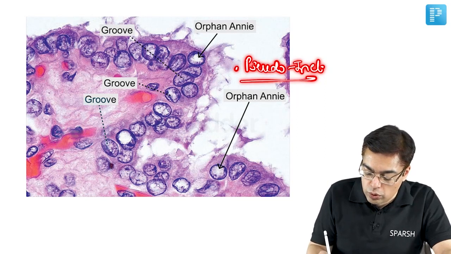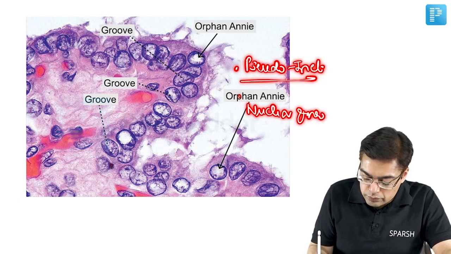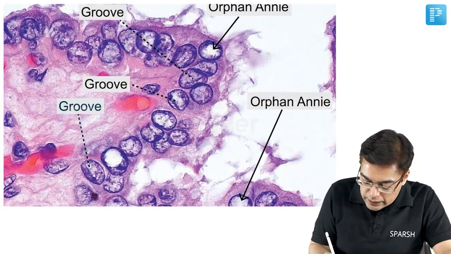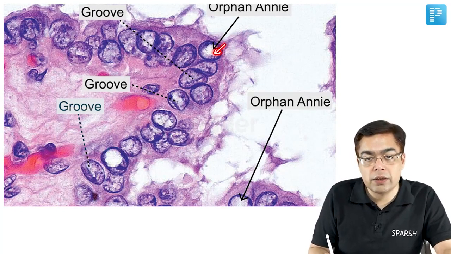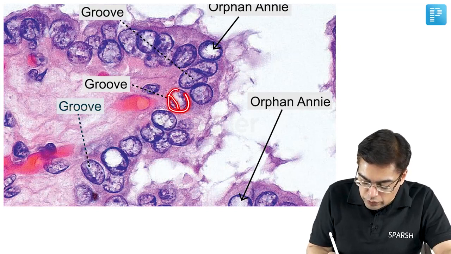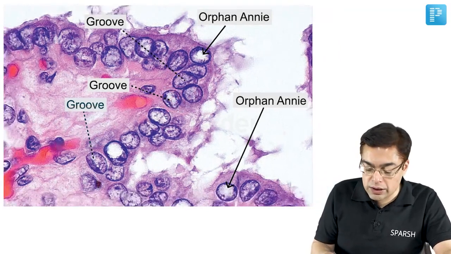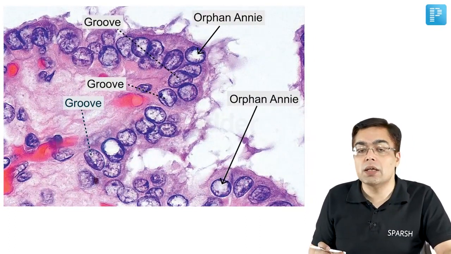And there is going to be presence of a structure which is going to be given the name of a nuclear groove. So the moment you're looking at this kind of nucleus, this optical clearance is given the name of the Orphan Annie nucleus, the ground glass appearance. You're going to be having this kind of groove that can be appreciated over here, and then you're going to be having invagination of the nuclear membrane, which is going to be given the name of the pseudo inclusions. They are not true inclusions, they are pseudo inclusions.